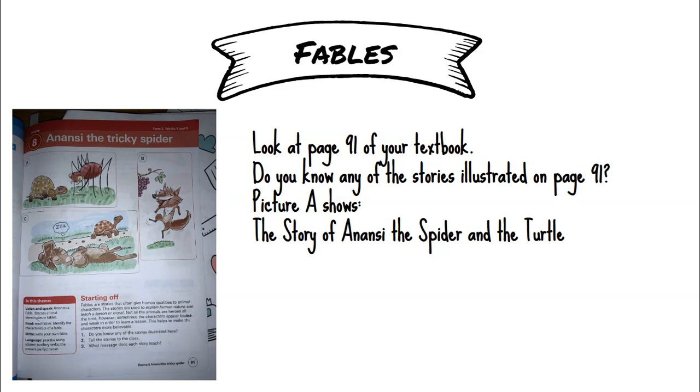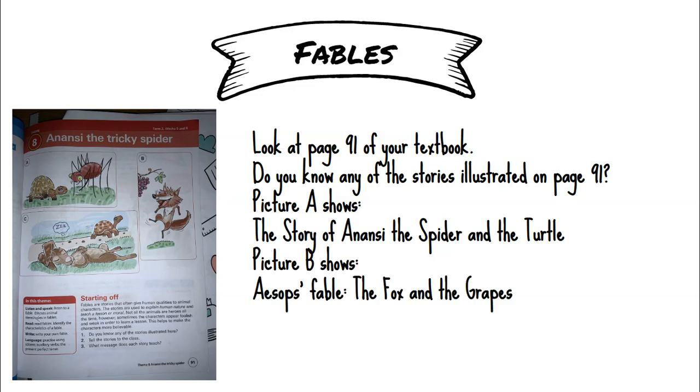Now, in the story of Anansi and the turtle, Anansi plays a rather mean trick on the turtle, which comes to eat with him, and the turtle retaliates by playing a trick on Anansi. We'll learn that fable another day.